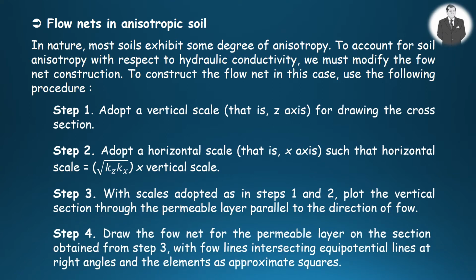In step 4, the flow net for the permeable layer on the section obtained from step 3 is drawn with flow lines intersecting equipotential lines at right angles and the elements as near squares.